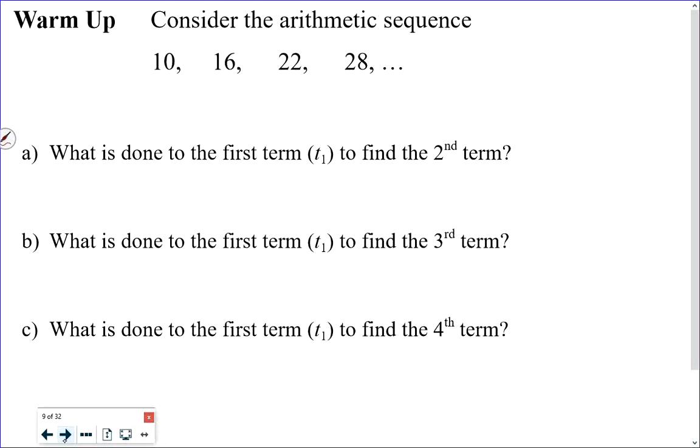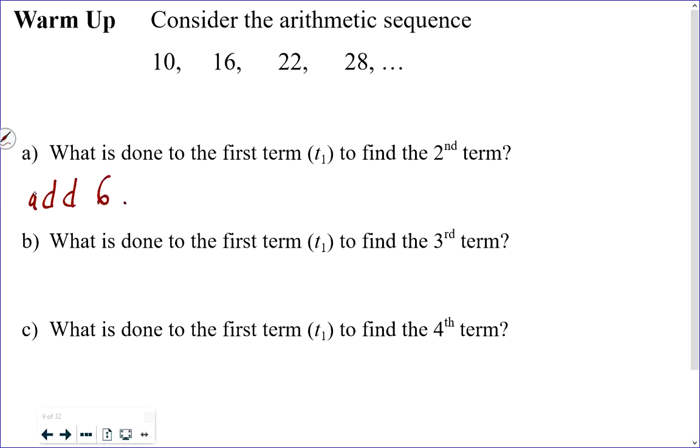So I have this sequence that's 10, 16, 22, 28, etc. And sometimes when I transpose information from your handout to my smartboard screen, things don't go all perfectly. Can you confirm that those are the right numbers? Okay. So question A said, what is done to the first term, which is T1, to get the second term, which is T2? And I know that you know the answer is you add 6, right? 6 is added.